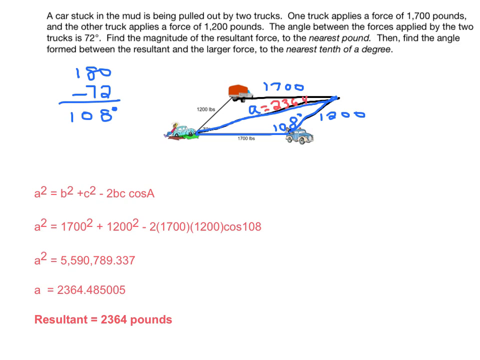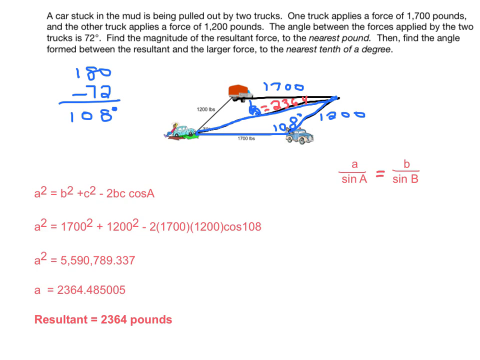Okay, the next part of the question asks us to find the angle formed between the resultant and the larger force to the nearest tenth of a degree. So here's the resultant, and here's the larger force. I'm actually going to change this A to a B for this part of the question, and this time we can use the law of sines. If we're looking for an angle, we know the side across from it, and we know this angle and the side across from it, so we can use the law of sines. We could say that a over sine A equals b over sine B.